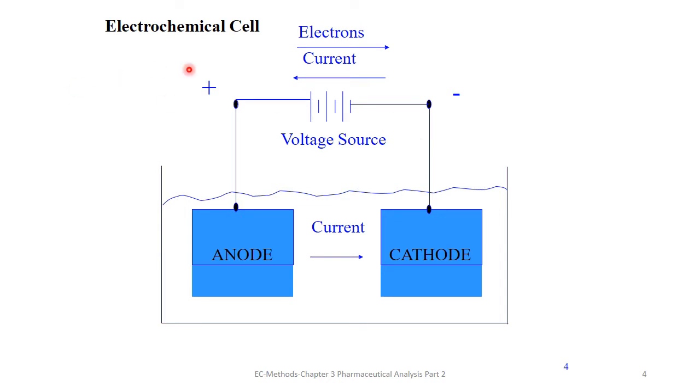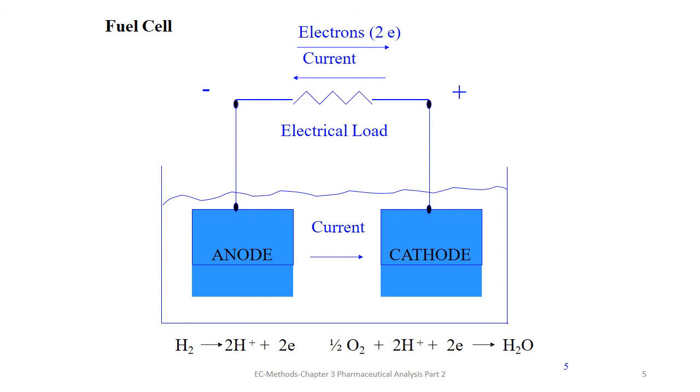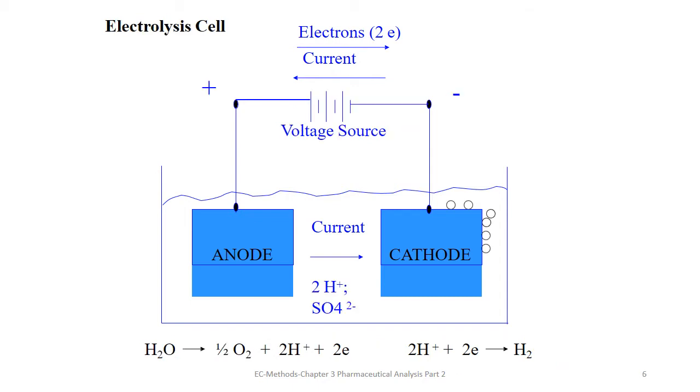In an electrochemical cell, the current flows from anode to cathode and there is a battery source, and the movement of electrons is opposite to the movement of the current. In a fuel cell, there is some kind of oxidation and reduction involved. In electrolysis cells, the current also flows from anode to cathode and the oxidation and reduction take place in the presence of some solution also.